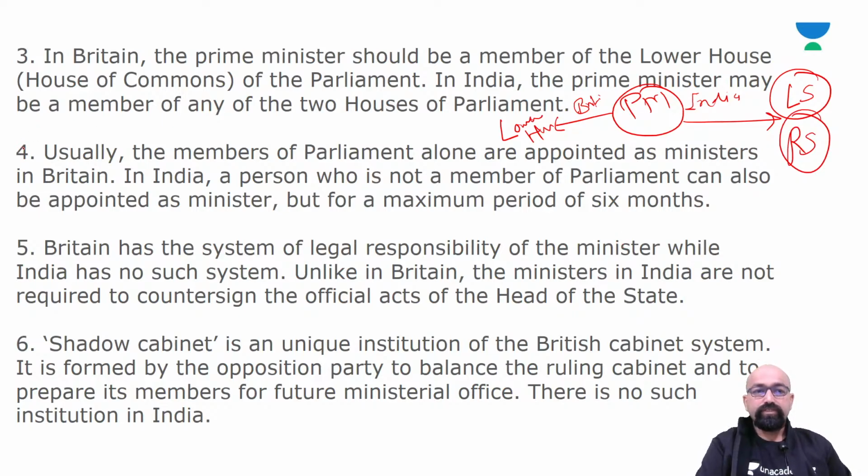This is the difference. Next, the members of parliament alone are appointed as ministers in Britain. So in Britain, the members of parliament alone are appointed as ministers, but in India, a person who is not a member of parliament can also be appointed as minister, but for a maximum period of 6 months. So this is the difference.